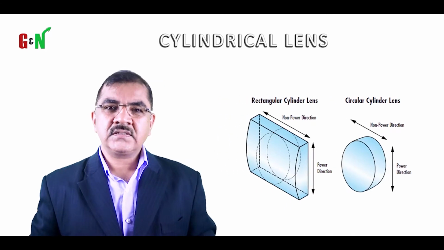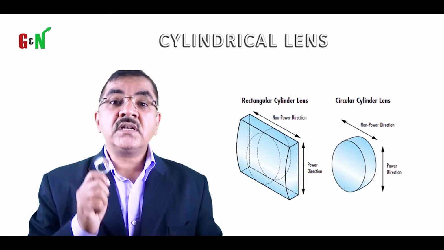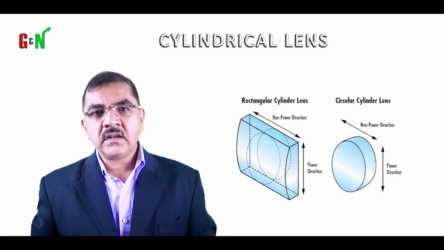And now we'll talk about astigmatism. Astigmatism, we'll talk more when we are talking about myopia, hyperopia and astigmatism, the shape of the eye. But here we are talking about astigmatic lens, cylindrical lens. They don't say astigmatic lens, they will say cylindrical lens. Why cylindrical lens?